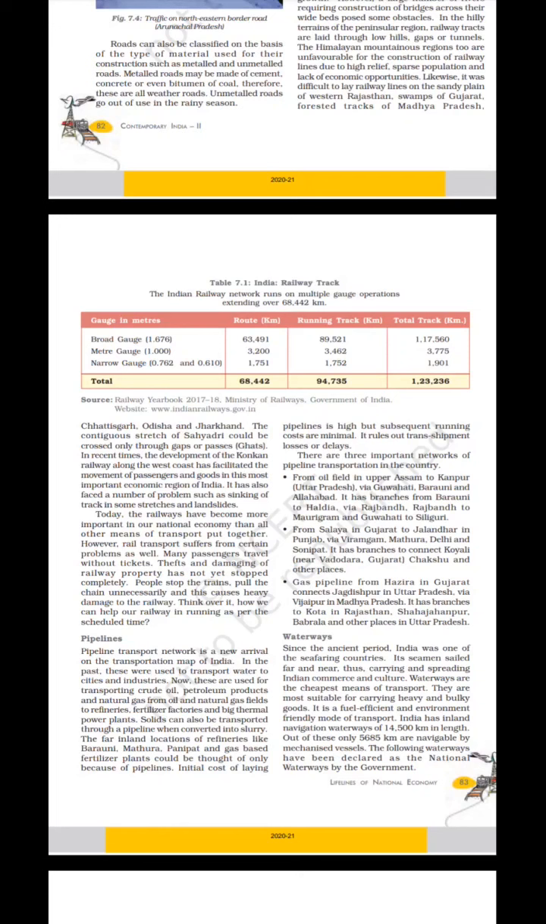Gas pipeline from Hazira in Gujarat connects Jagdishpur in Uttar Pradesh. Via Vijaypur in Madhya Pradesh, it has branches to Kota in Rajasthan, Shahjahanpur, Babrala, and other places in Uttar Pradesh.